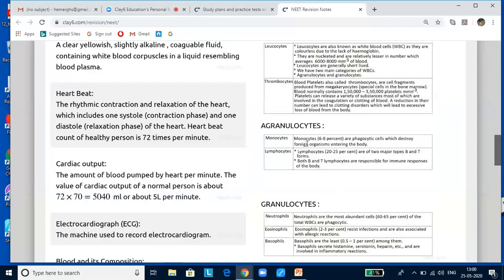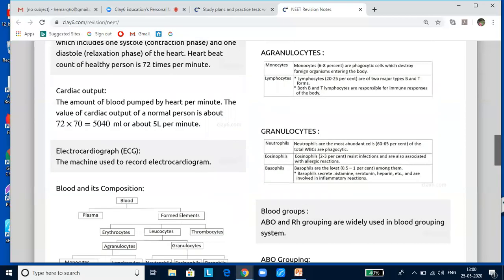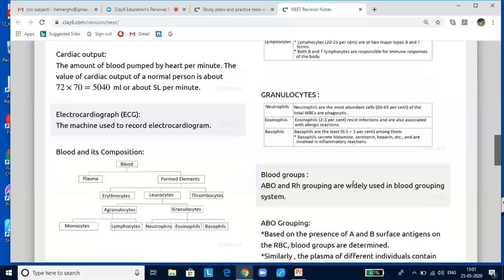Now, let us look at agranulocytes. You have monocytes. Monocytes are phagocytic cells which destroy foreign organisms entering the body. Lymphocytes are of two types, namely B form and T form. B lymphocytes and T lymphocytes are responsible for immune response of the body. Granulocytes include neutrophils, eosinophils, and basophils. Neutrophils are the most abundant cells of the total WBCs, and they are phagocytic in action. Eosinophils resist infections and are associated with allergic reactions. Basophils are the least abundant, and they secrete histamine, serotonin, heparin, and are involved in inflammatory reactions.